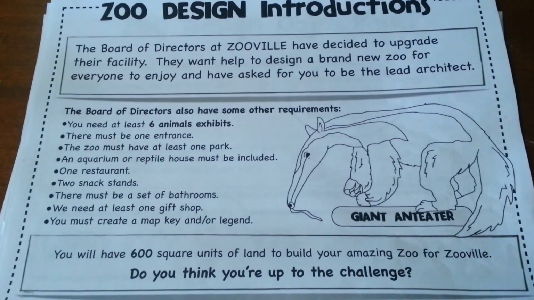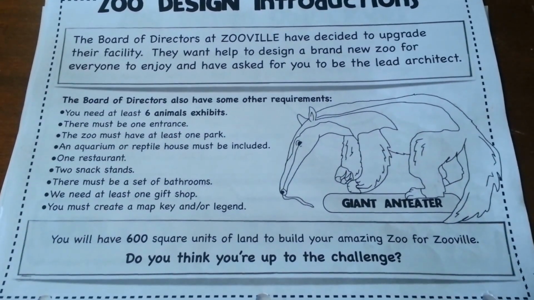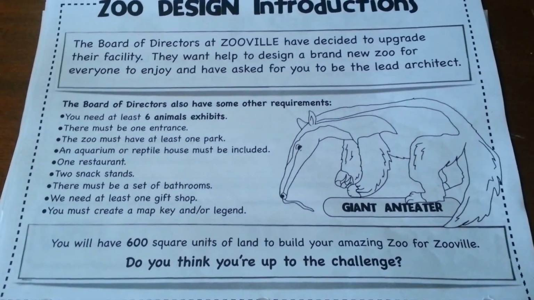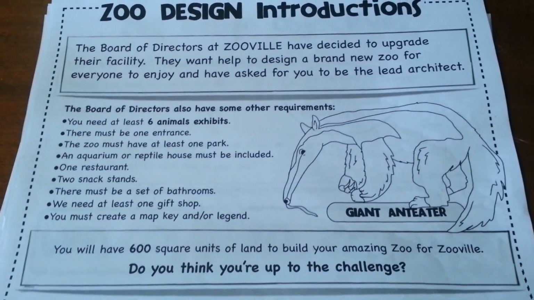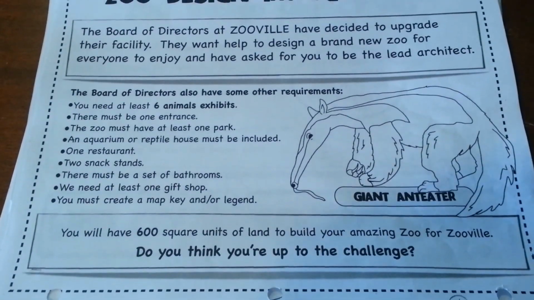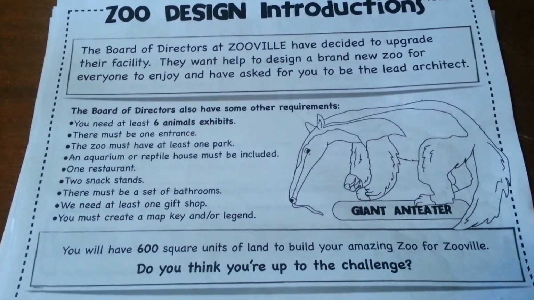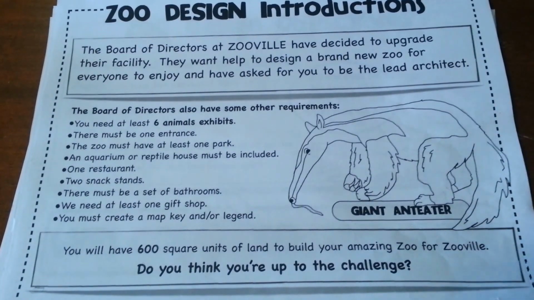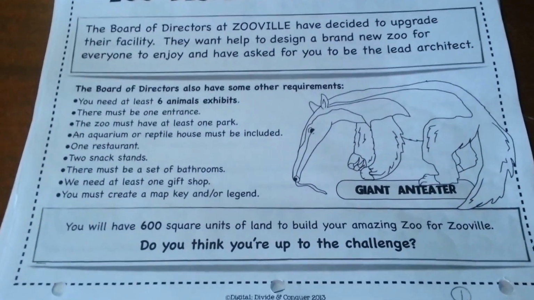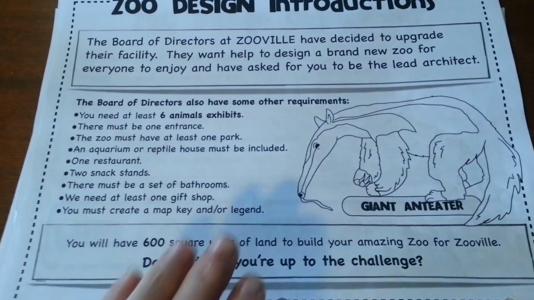Hey, fourth grade. This is the last video that I'm going to give you on the zoo design instruction. By now you should have watched the introductory video, the objective video, and then how to make a map legend. And if you needed help with area and perimeter, I'm going to post a video on area and perimeter too if you need some help with that. So just take a look and I'll run through the rest of these instructions.